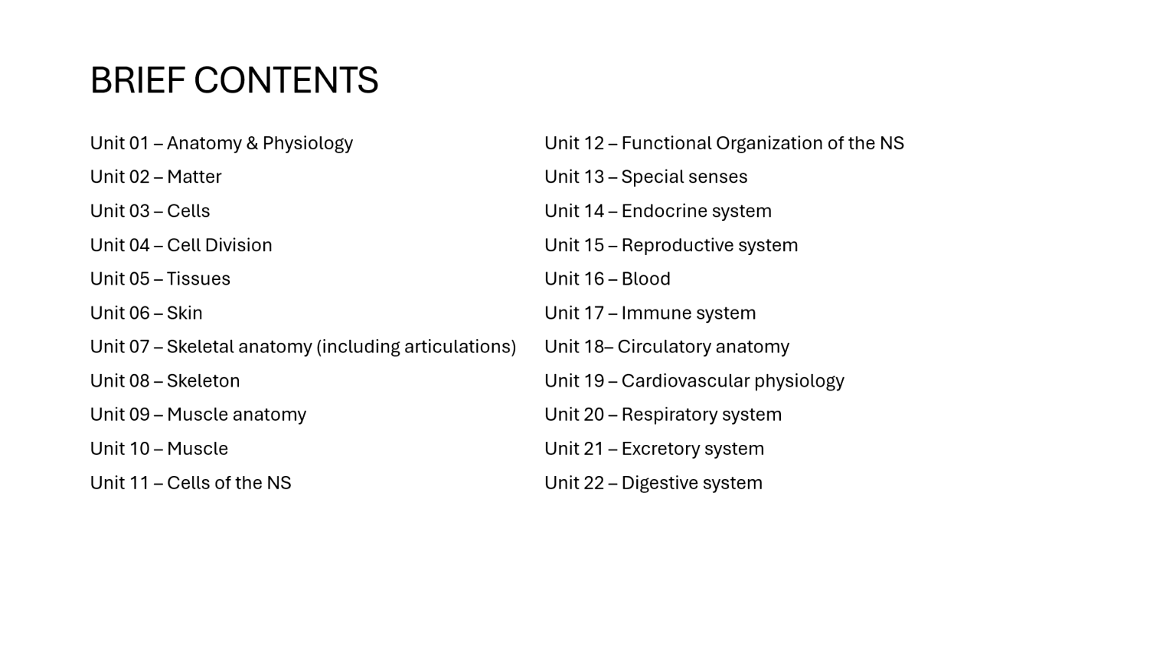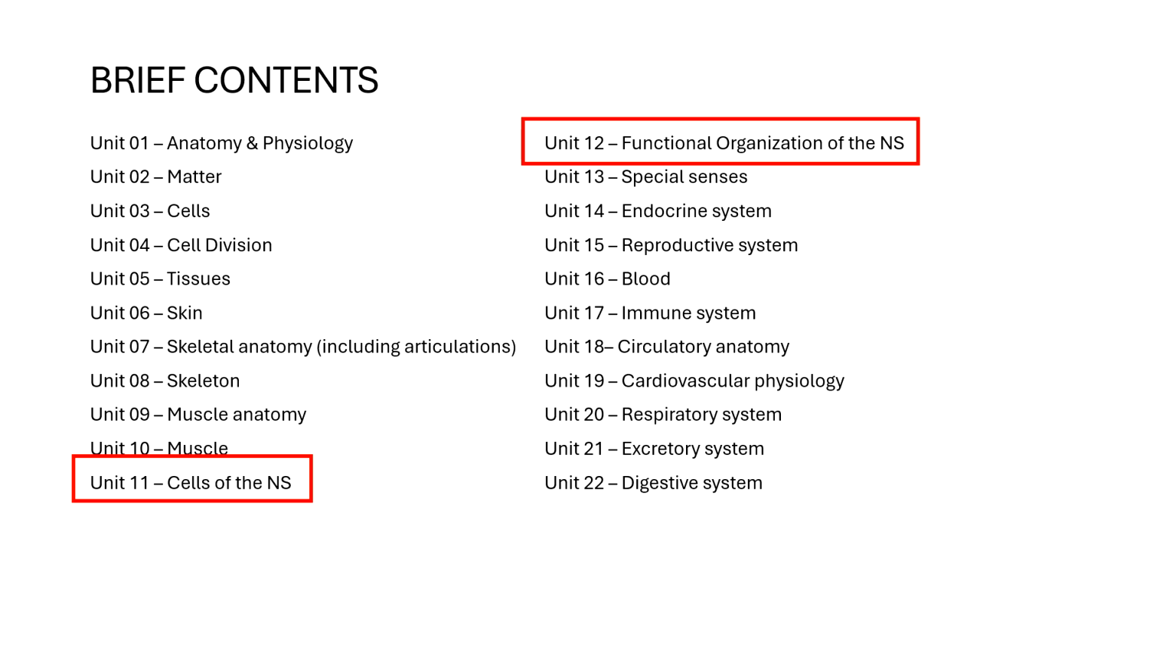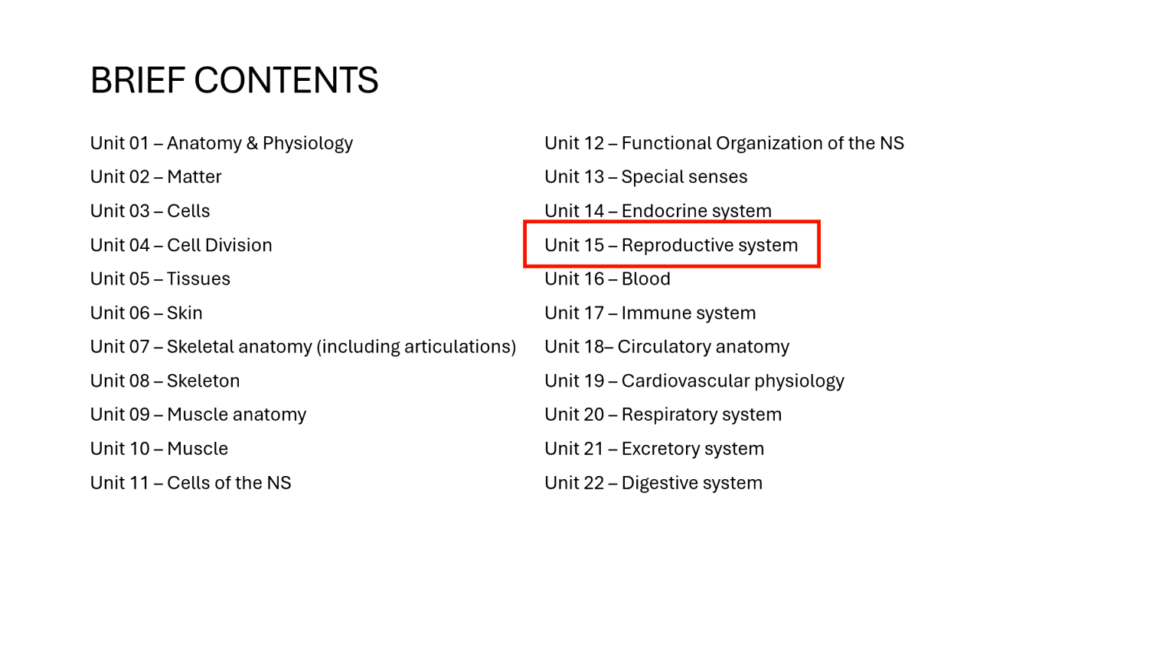Some of the units are short, like 4, cell division, 5, tissues, and 6, skin. Others are much longer, like Unit 3, cells, and Unit 19, cardiovascular physiology. The nervous system, being extremely complex, is divided into 2 units, Unit 11 and Unit 12.